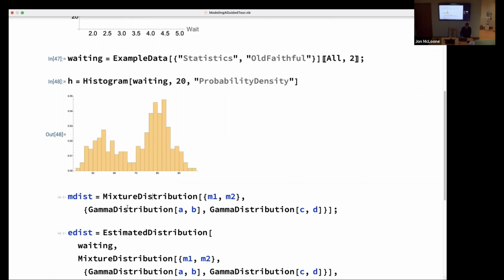So I can describe things in terms of these probability distributions. A gamma distribution is a bit like a normal bell curve, but it comes up a lot in waiting times. And I'm guessing here, just by looking at the picture, that there's going to be two different distributions. We don't know where they're centered or how wide they are, and they're mixed together in some proportions I don't know what they are.